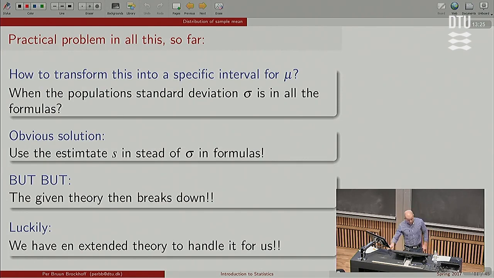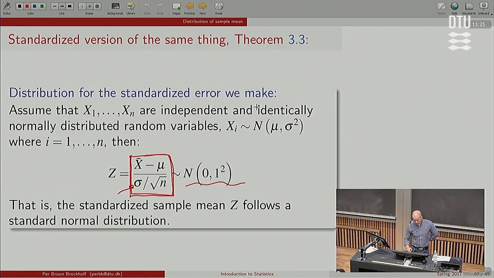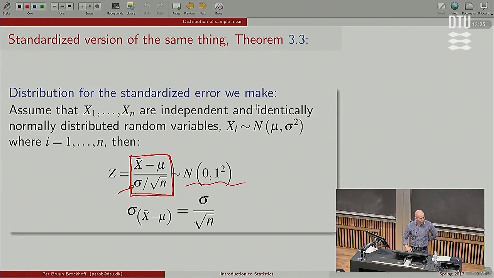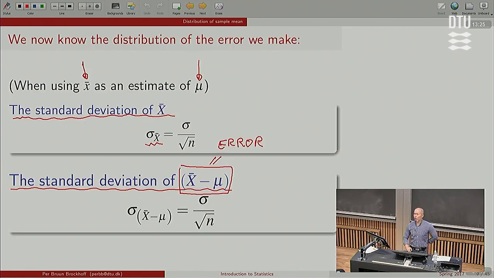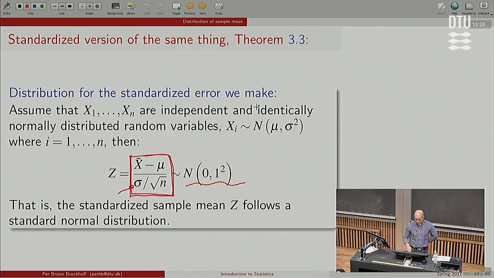But we have a problem so far. It's a nice theory, but it's useless as it comes so far. Why is it useless? Because sigma is in everything here. Sigma is the true standard deviation in the population. I would only know sigma if I sampled 1 million people, for sure. And the theory here is relying on sigma being the true sigma. Bugger.